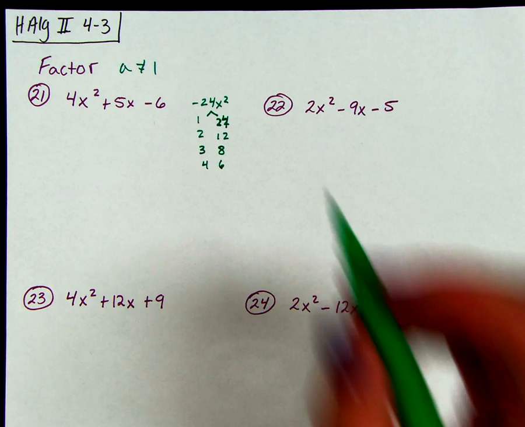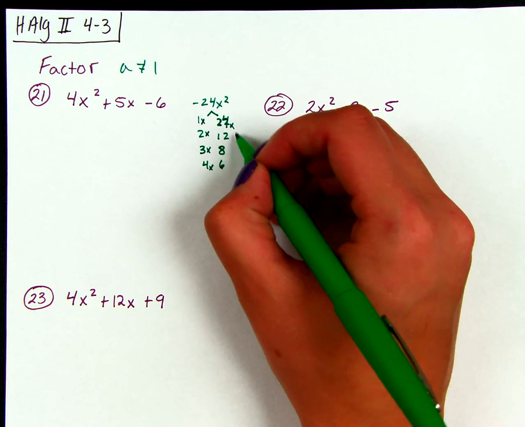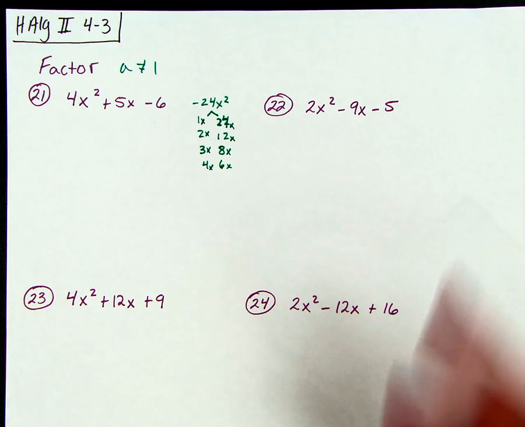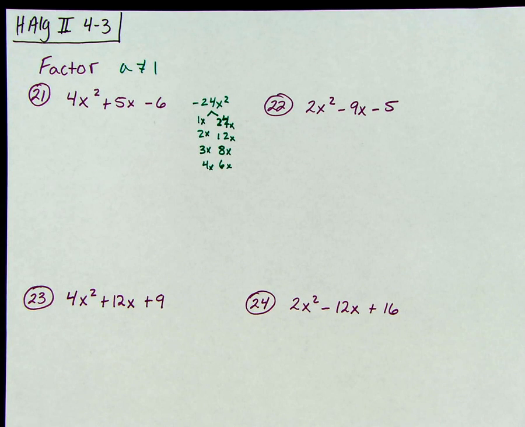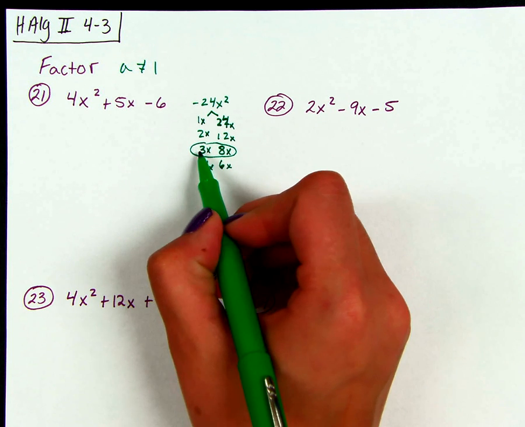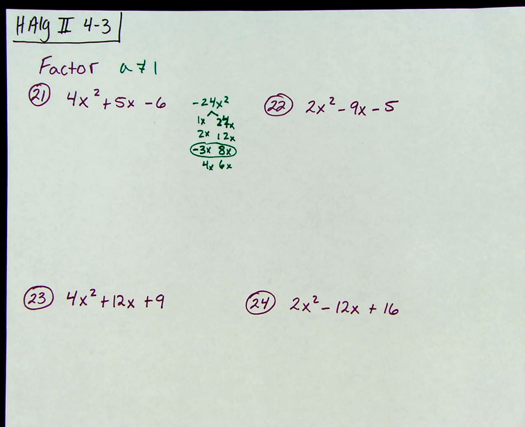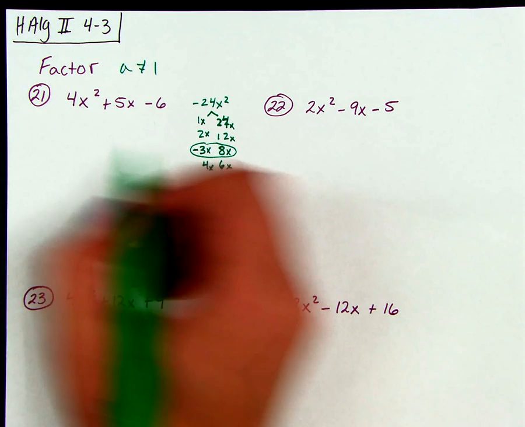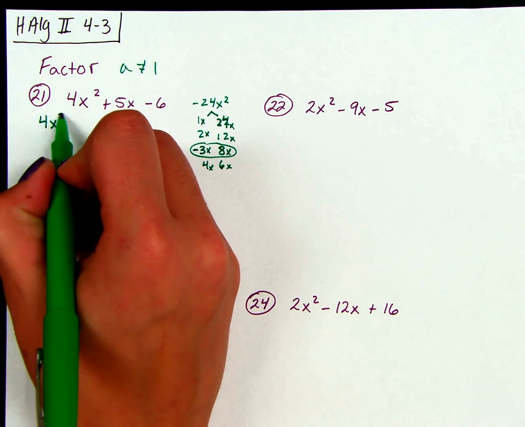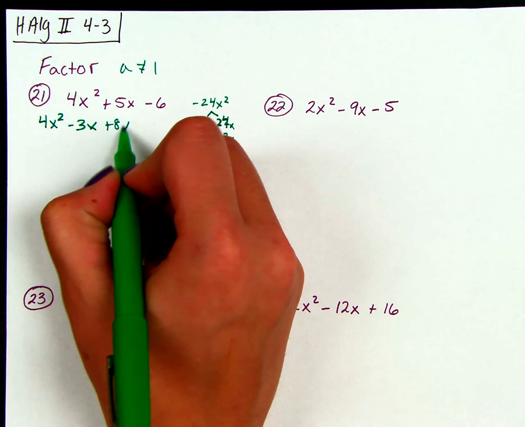Now remember, these all have x's with them, even though I didn't write that to start with. And the sign on one of them has to be negative, since we're trying to multiply to get a negative number. So the set that's going to work, since we're going to be subtracting, is going to be the 3 and 8, and our 3 has to be negative, so that way when we add these we get +5. So now I'm going to replace 5x with my new factors. So we would have 4x squared minus 3x plus 8x minus 6.